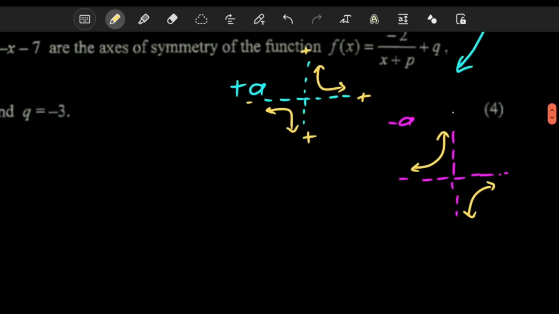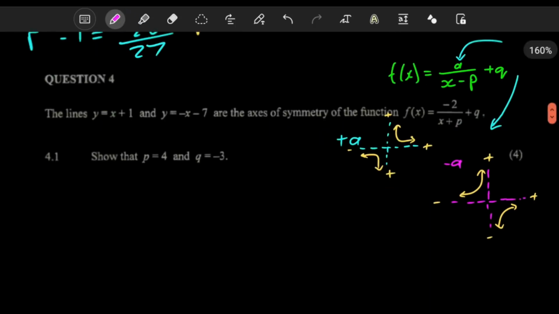You see, up here will be a plus, to the left is a minus, here is a plus, here is a minus, and then here is a plus. You see, plus and a minus give you a minus, plus and a minus give you a minus. So that's why if a is a negative, this is going to be how your hyperbolas are going to be.